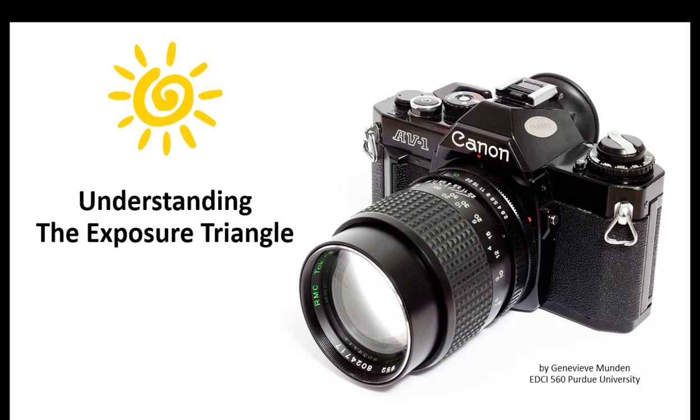Welcome to a short tutorial on camera basics of understanding the exposure triangle. In this presentation, I'll go over ISO, aperture, and shutter speed, and how each depends on the other given various lighting conditions. It's about adjusting the light using all three settings to get the perfect photo.